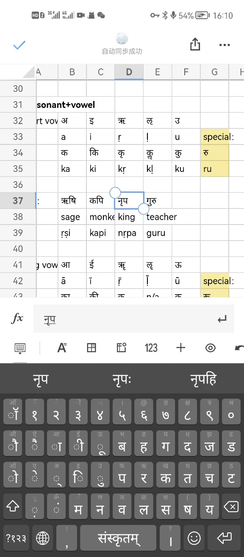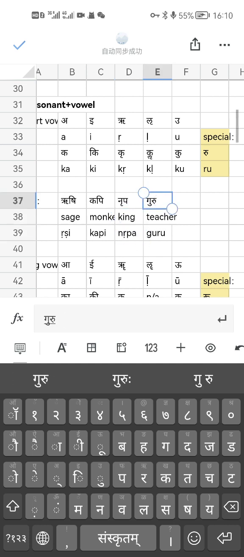Next one, we apply this rule. The first letter is actually nri, so it's na, and then we add a hook underneath, like this. So it's written like this. It's nri, and the second letter is pa, so we put it back. It's like this. Nripa means king. Nripa.